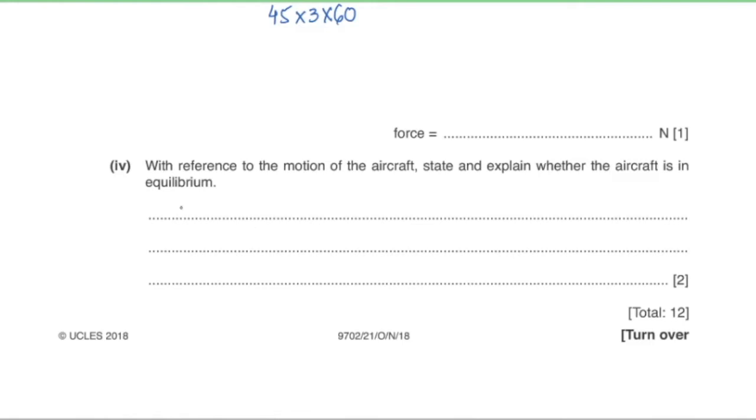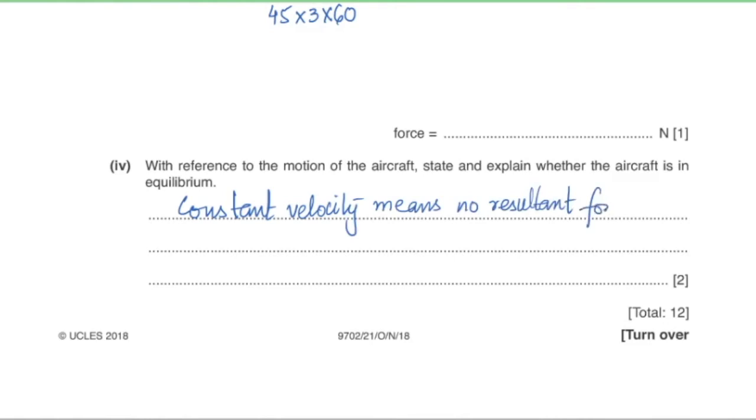So I can write that constant velocity means no resultant force, and so the aircraft is in equilibrium.